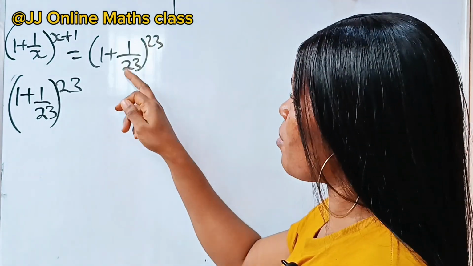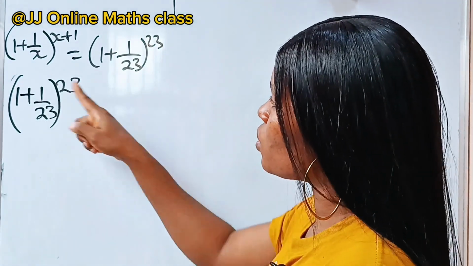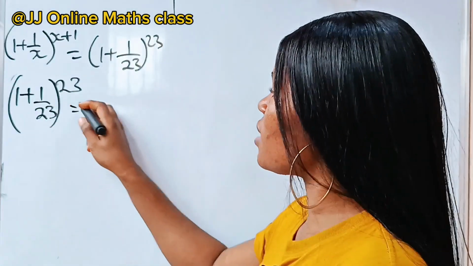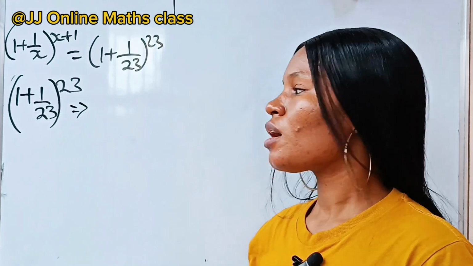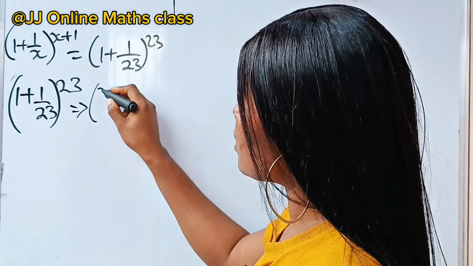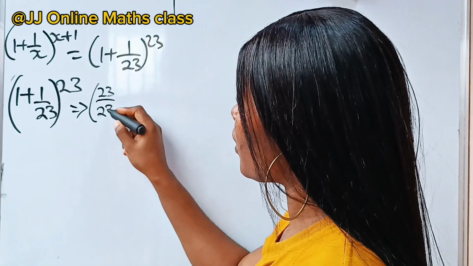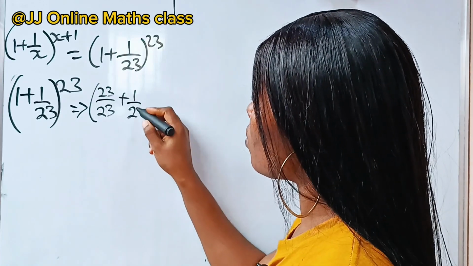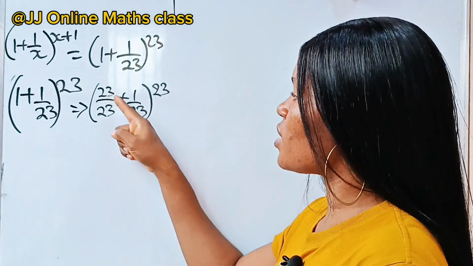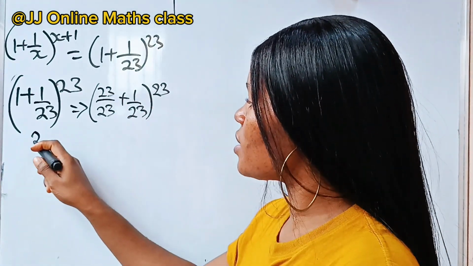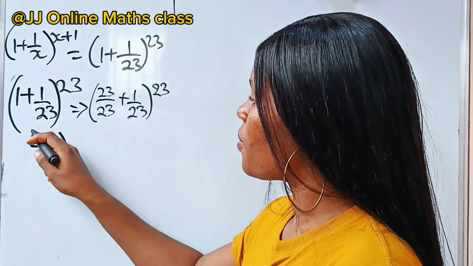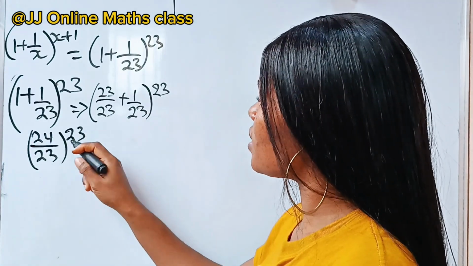Like I said, because we are manipulating this, we would like to make it look the way this is looking. First of all, let's solve what we have inside the bracket. 1 plus 1 over 23 is the same thing as 23 over 23 plus 1 over 23, raised to the power of 23. Now 23 plus 1 will give us 24 over 23, raised to the power of 23.